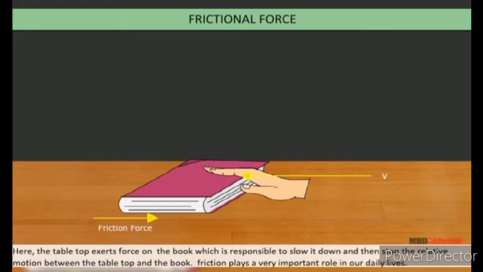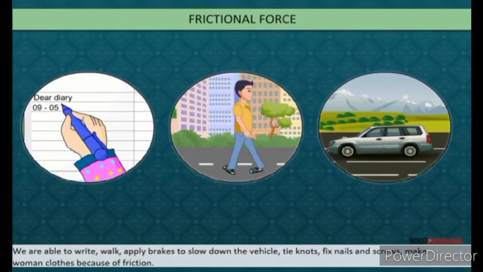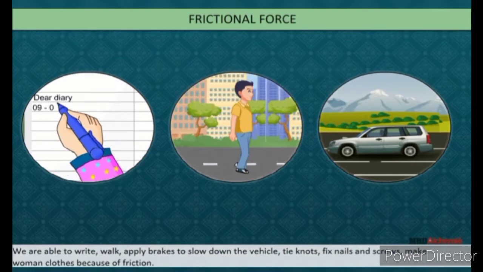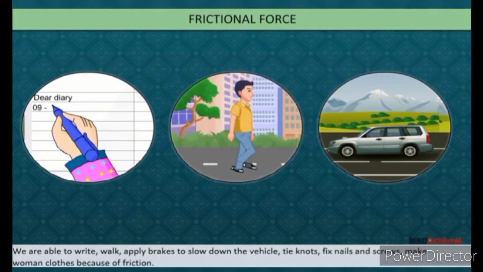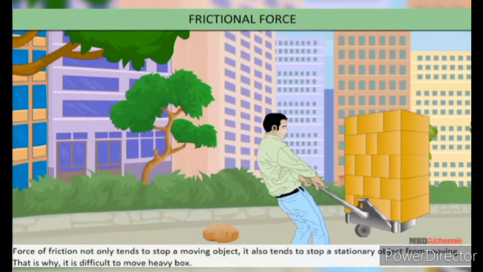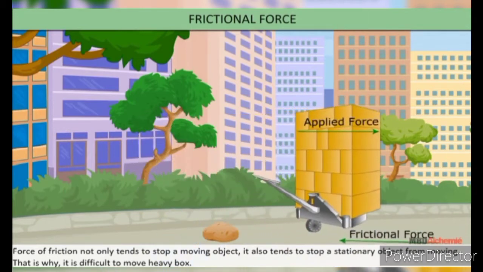Friction plays a very important role in our daily life. We are able to write, walk, apply brakes to slow down the vehicle, tie knots, fix nails and screws, make woven clothes because of friction. Force of friction not only tends to stop a moving object, it also tends to stop a stationary object from moving. That is why it is difficult to move the heavy box.